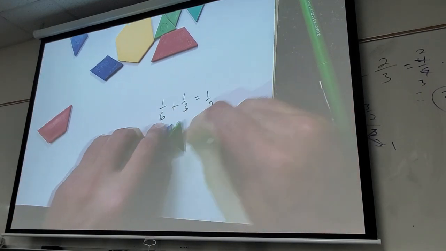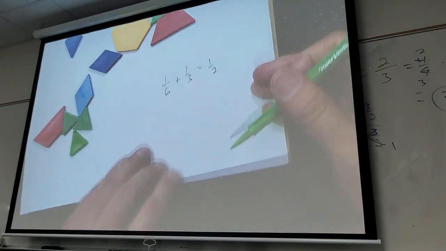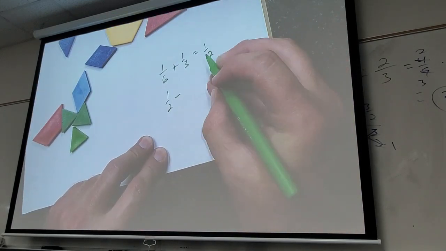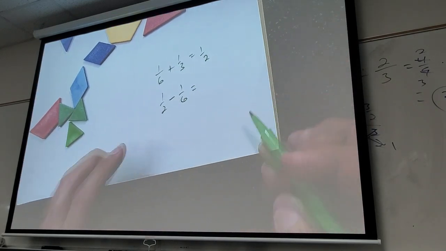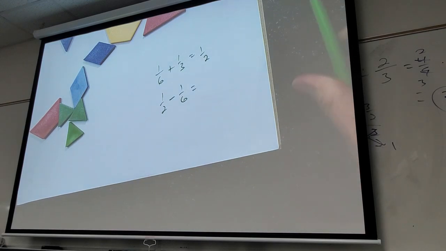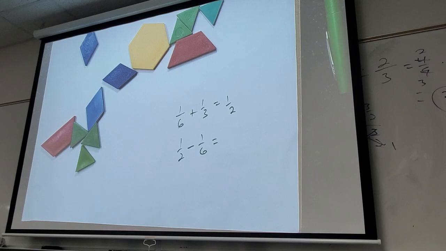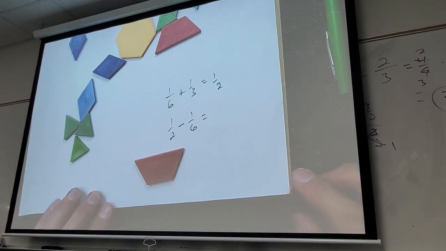What about Jeff? What about 1/2 minus 1/6? Now you start to feel the connection with the blocks, the flats, the longs, and the units. So you plop down there 1/2, and then what do you have to do immediately?